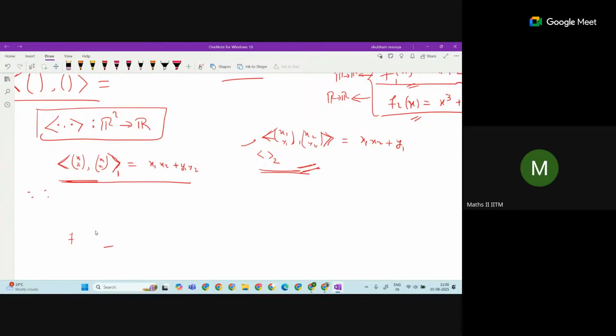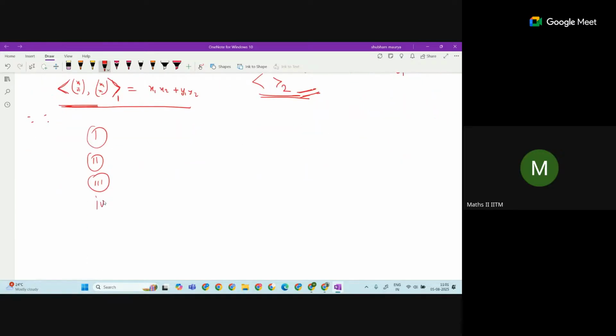Now see what the set of rules are. I have these two functions, angle one function and angle two function. Let me write some set of rules. Some three rules are there. Sorry, four rules are there.